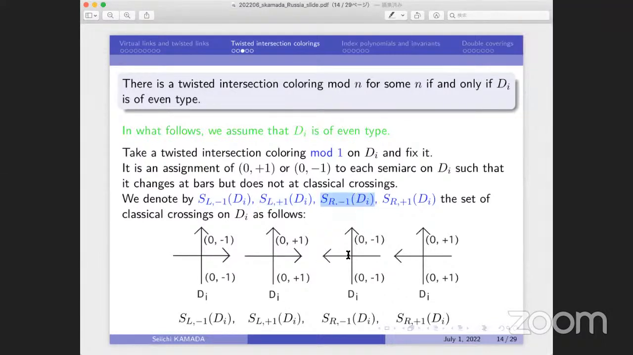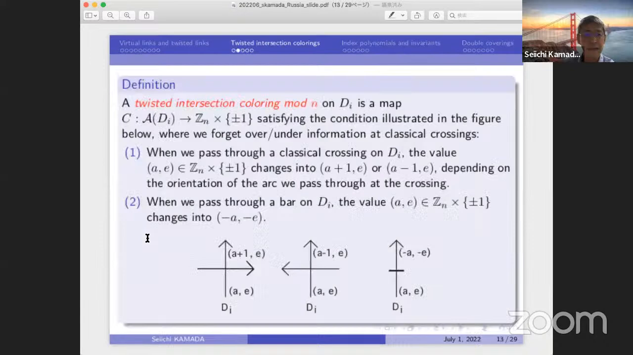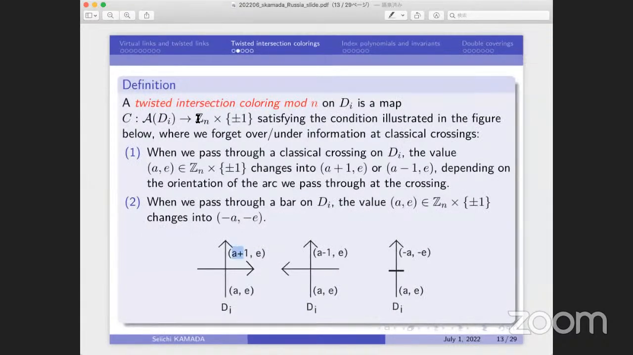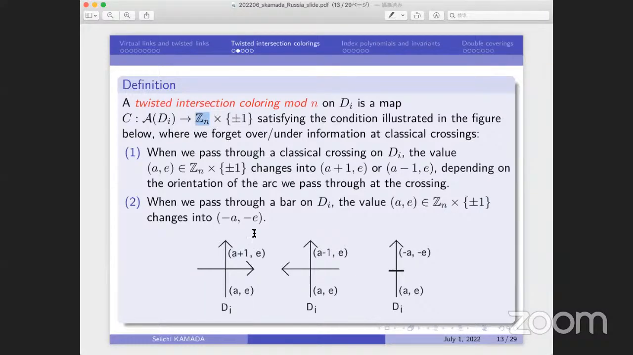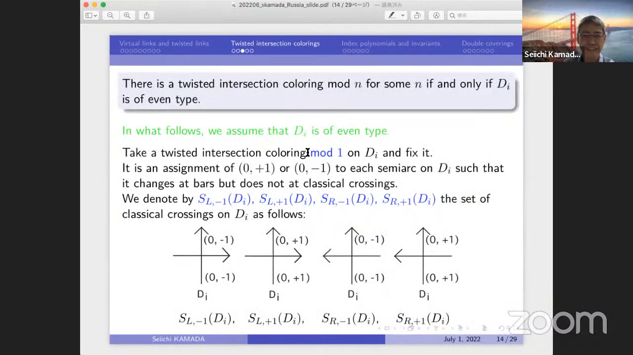Excuse me, but you wrote that for a classical crossing it should pass from (a, e) to (a+1, e), and here there is no a+1. Yes, here a+1. Yes, but we are considering Z modulo 1, so there is only one element here. Okay, so we are considering modulo 1. So the first component is always 0.